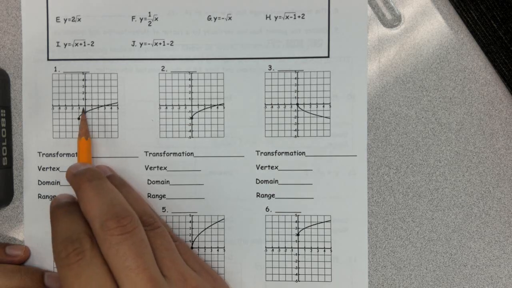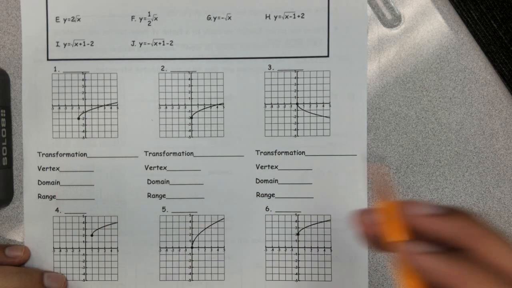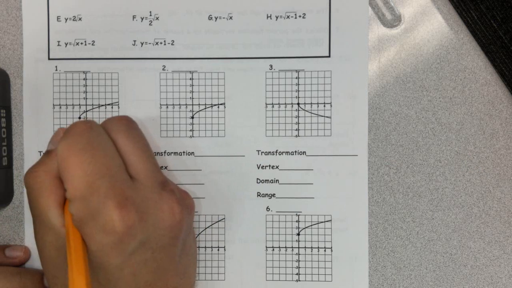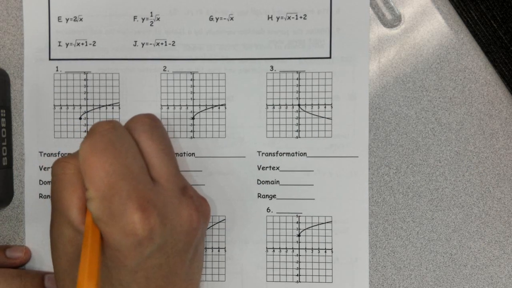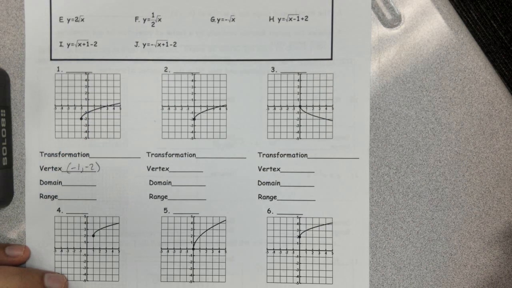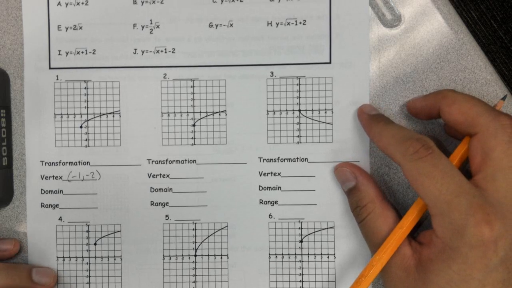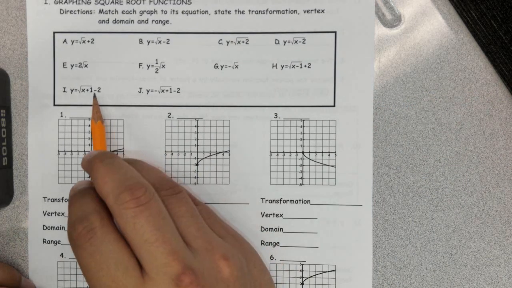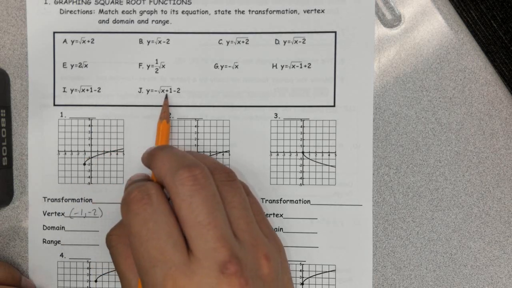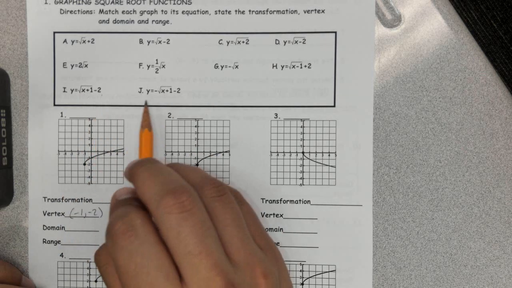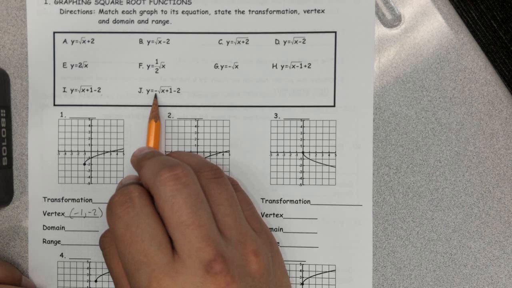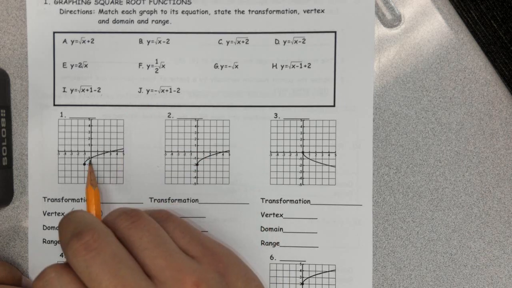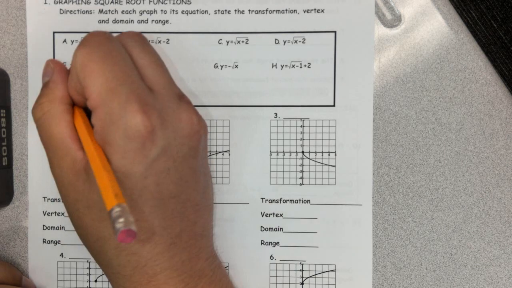So on number 1, let's get the vertex first. It's at -1, -2. Then let's try to find an equation that shows -1, -2 for the vertex. So I have two options here. They both show -1, -2, but this one has a negative, which represents reflection over the x-axis. This one doesn't reflect, so it's going to be I.